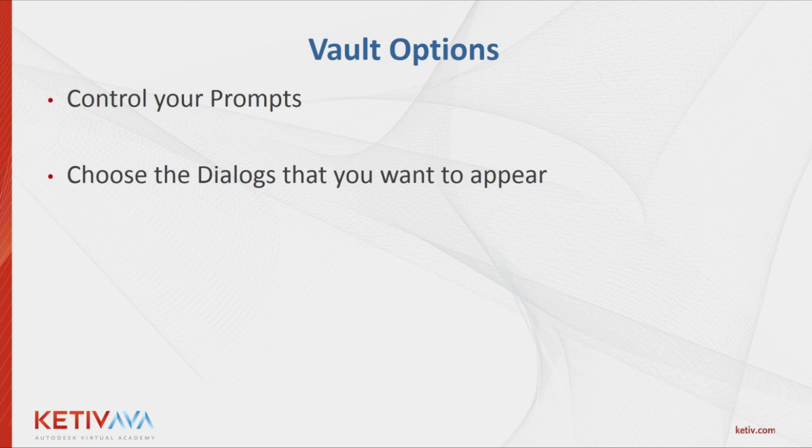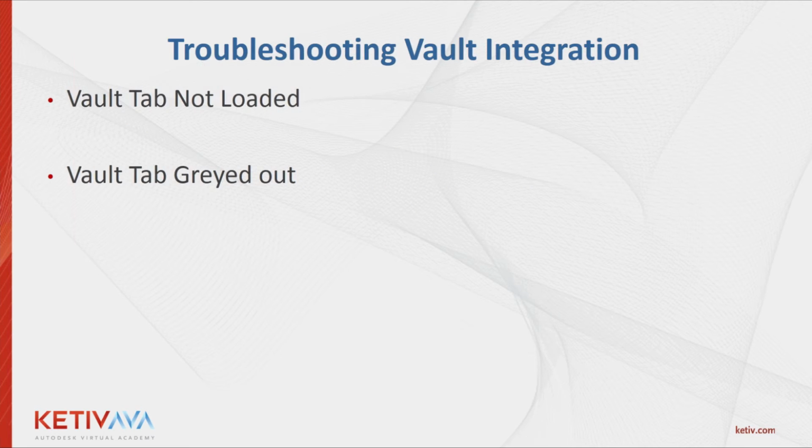And that goes back, this slide goes back to the options and what you can control with your Vault. And now we're going to go into what can go wrong when you're using your Vault option. We've actually had a couple AVAs that address these issues. If you want to learn more about them or you want the links to them, just let us know. But the two big ones that we want to touch on today are Vault tab not loading, and the biggest issue there is it's actually not loaded into your Inventor.